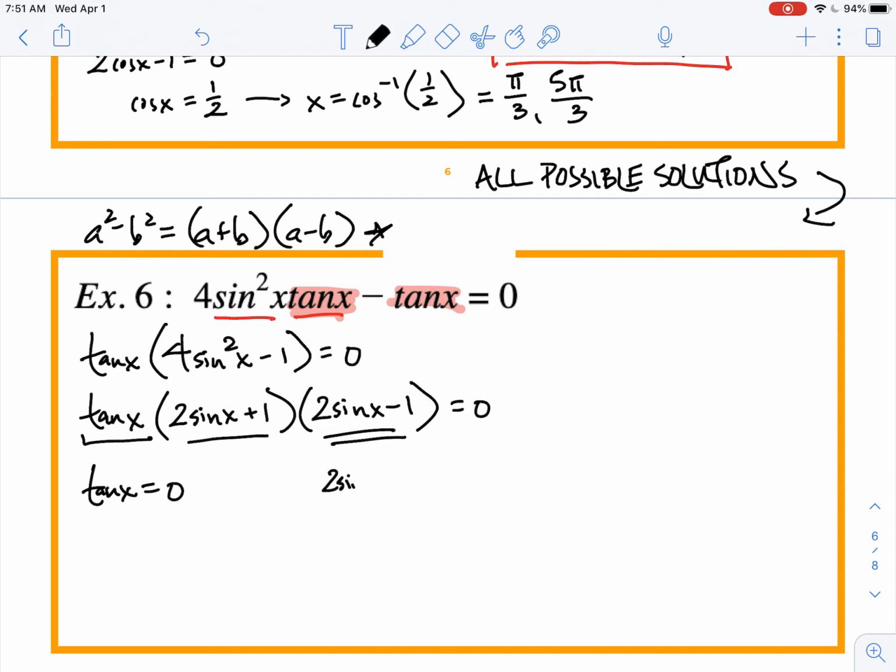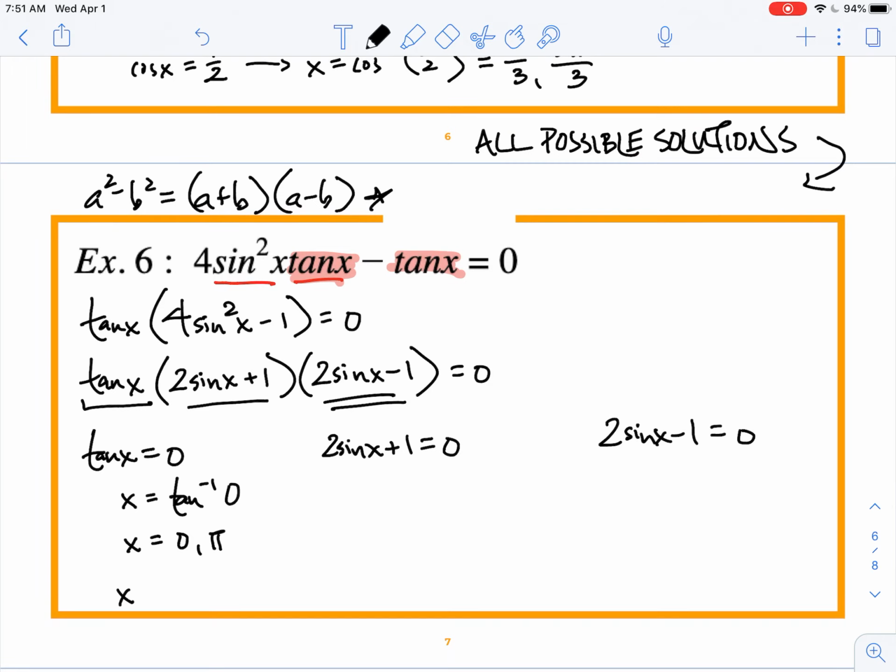So tangent x equals 0. I'm going to set 2 sine x plus 1 equals 0. And I'm going to set 2 sine x minus 1 equals 0. And then I'm going to solve each equation. So here I have x is going to equal arctan of 0. And so I'm looking for where the y over x value gives me 0. And that's going to be at 0, and it's going to be at pi. And I can generalize that by saying x equals 0 plus n pi. So here is one of my solutions. The second equation will give me sine x equals negative 1/2.